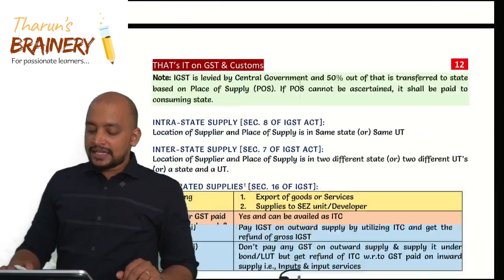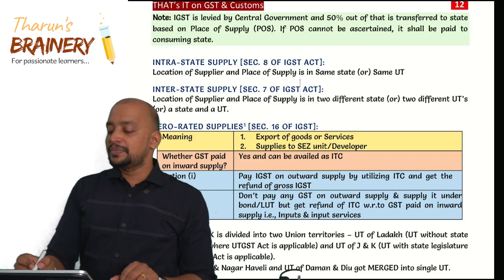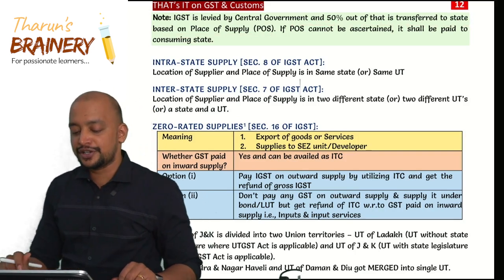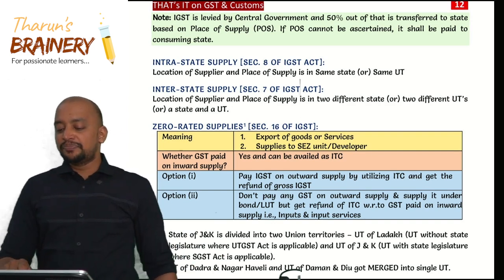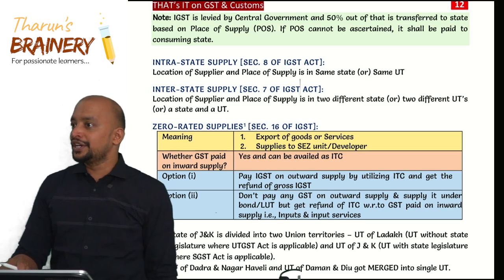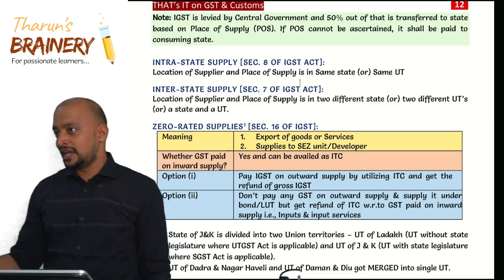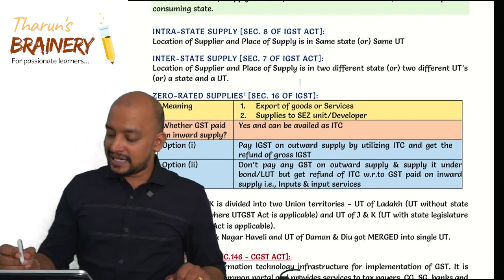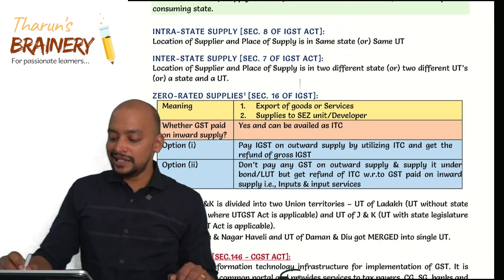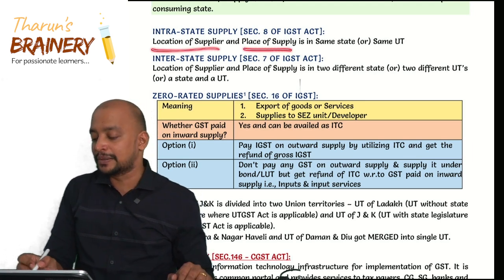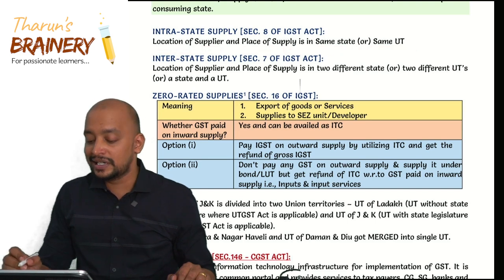Then this is the part which I discussed: IGST is levied by the central government and 50% of that is transferred to the state based on place of supply. And if place of supply cannot be ascertained, then they will give it to the consuming states. Intrastate supply, interstate supply, we already saw. Intrastate means what? What are the two factors? Location of supplier and place of supply. Same state or same union territory, intrastate.